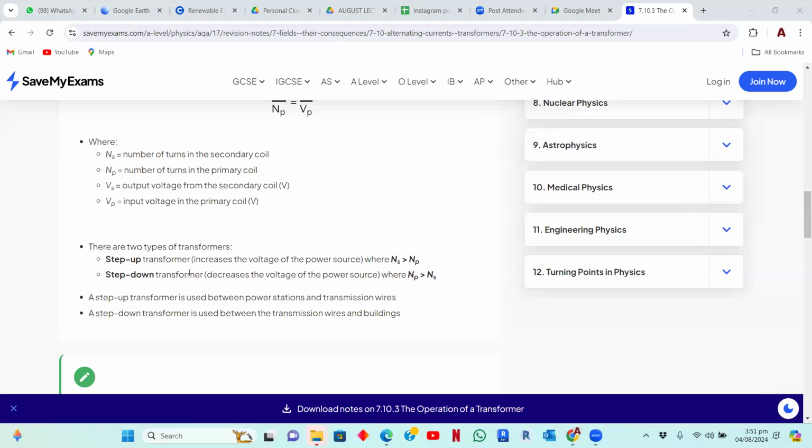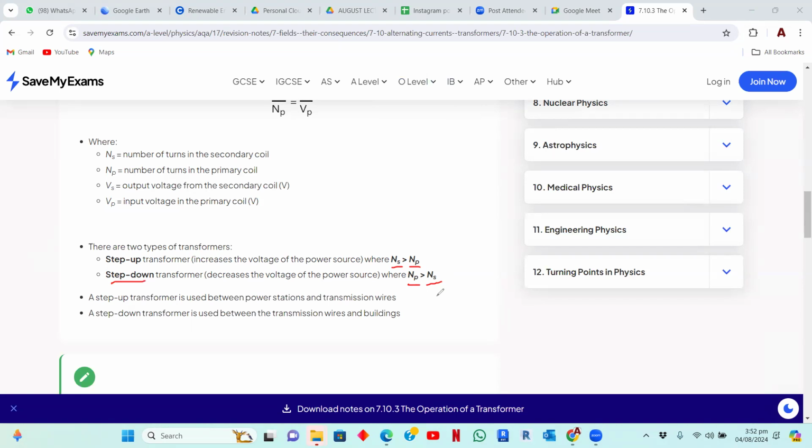Now, generally, a step-up transformer increases the voltage of the power source where number of secondary coil is greater than the number of primary coil. We know that this is a step-up transformer, that the initial value will be lower and the final value will be greater. Similarly, a step-down transformer is the one that decreases the value. Number of primary coils will be more than number of secondary coils. The initial voltage would be more and the resultant voltage would be less.